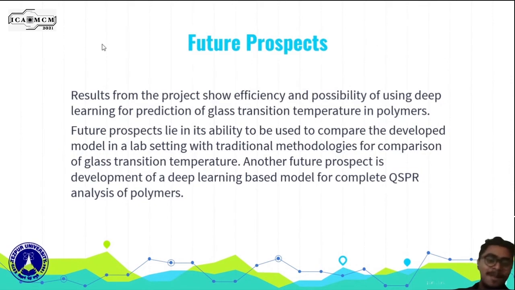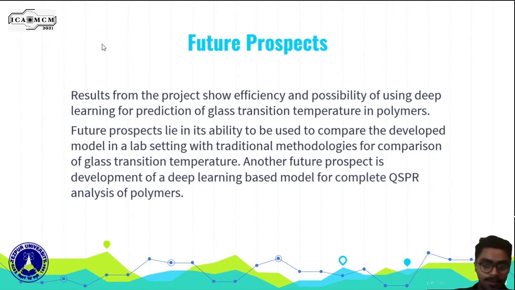Conclusion and future prospects. The results from the model that we have developed show that using deep learning methods for prediction of glass transition temperatures in polymers is efficient and can also be used as a replacement for the traditional methods. The future prospects lie in its ability to be used to compare the model that we have developed with the traditional methodologies in a lab setting.